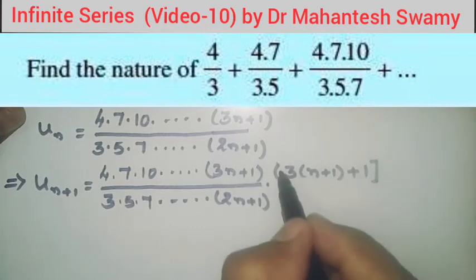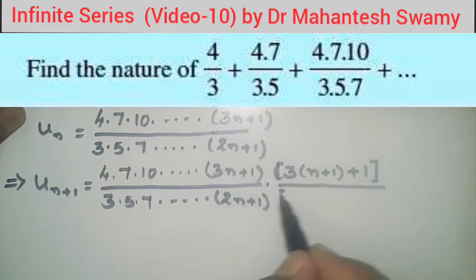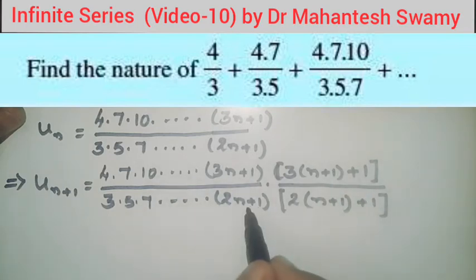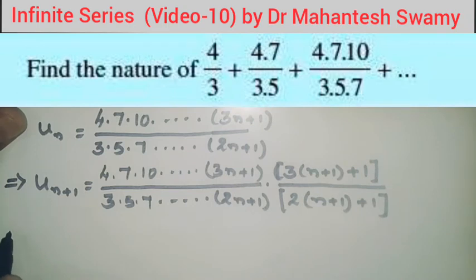So we can use this type of bracket here. Divided by, here also 2 into, in place of n we are advised to write n plus 1, this plus 1 as it is. So this is un plus 1th term and this is unth term. Let us consider un plus 1 divided by un. This implies when we consider the ratio, that is un plus 1 divided by un.